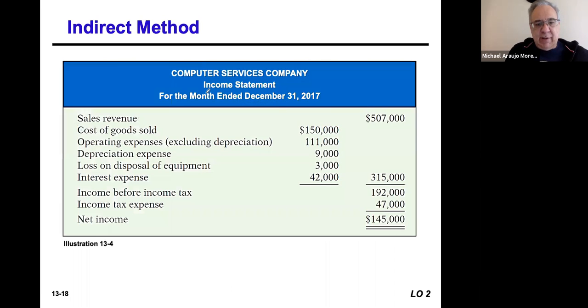So again, we need documents, right? So here's our income statement for that particular year. Notice this particular company had a profit of $145,000.